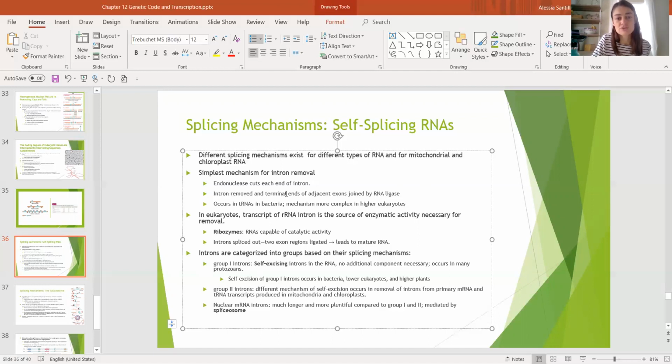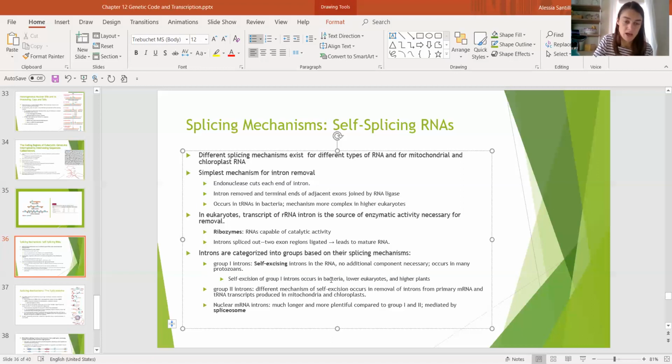The simplest mechanism for intron removal is with endonucleases. Remember, endonucleases cut in the middle of the nucleic acid. They cut each end of the intron, the introns are removed, and then the terminal ends of the adjacent exons are put together through RNA ligase. Very similar to DNA ligase, except it's RNA now, so it's called RNA ligase. It occurs in tRNAs and bacteria. The mechanism is more complex in higher eukaryotes. Here we have group 1 and group 2 introns, which carry out a very simple self-excising mechanism. There are no additional components necessary. It occurs in bacteria, lower eukaryotes like protozoa, and higher plants.